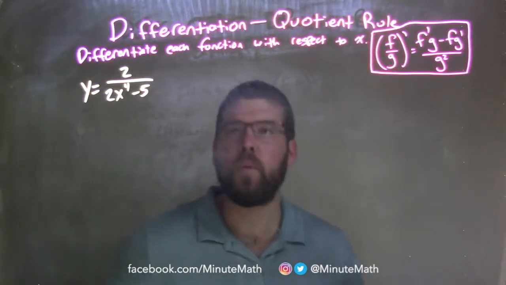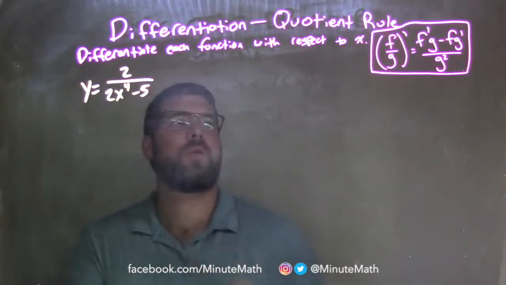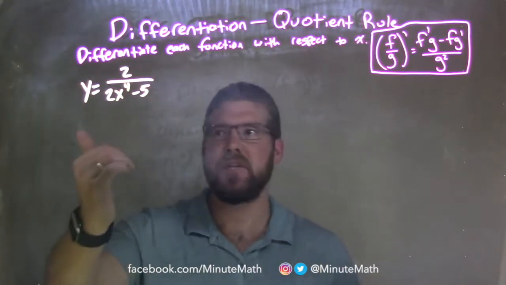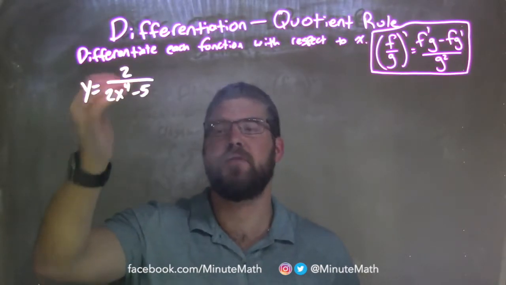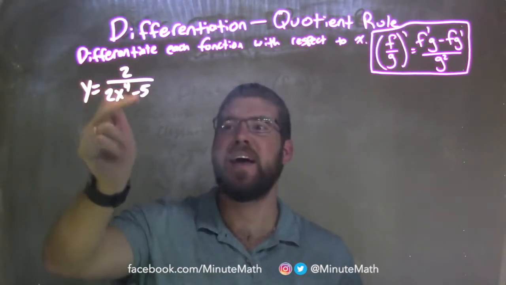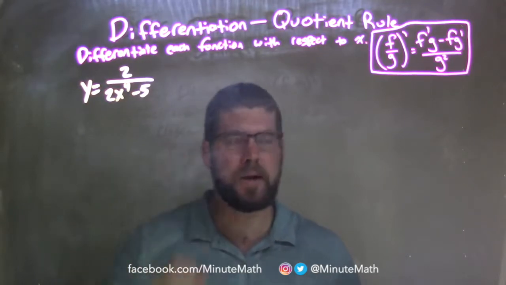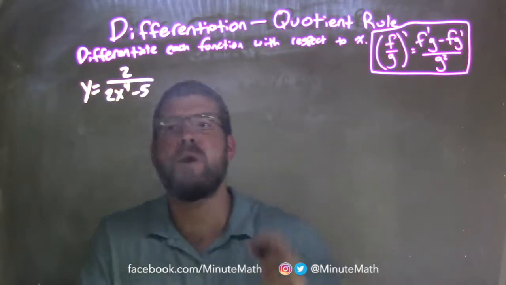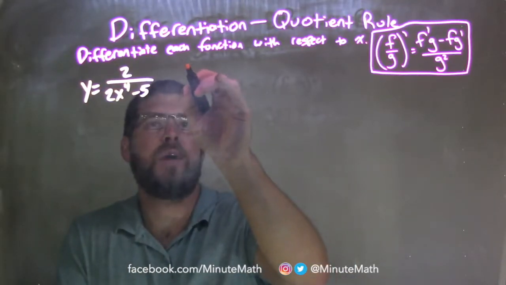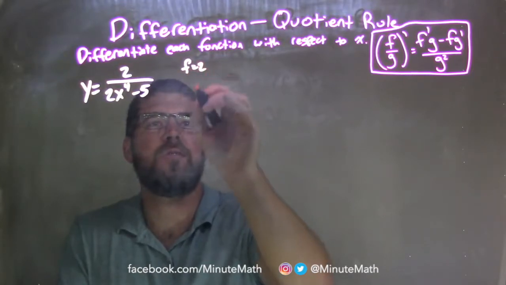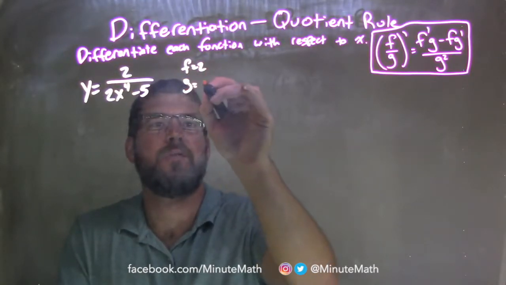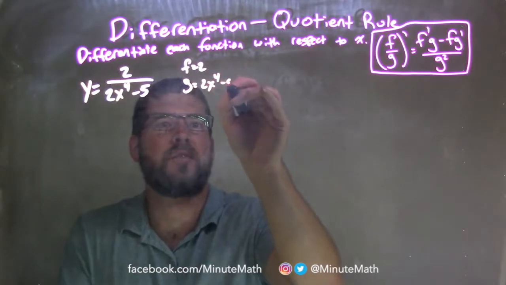Okay? So what I want to do here is a lot of times we're going to label what is my f and what is my g. All right, so our function here has two parts, the f, which is a 2, and g, which is 2x to the fourth minus 5. Sometimes what I'll do is I'll quickly just label that. I'll say, okay, f is equal to 2, and g is equal to 2x to the fourth minus 5.